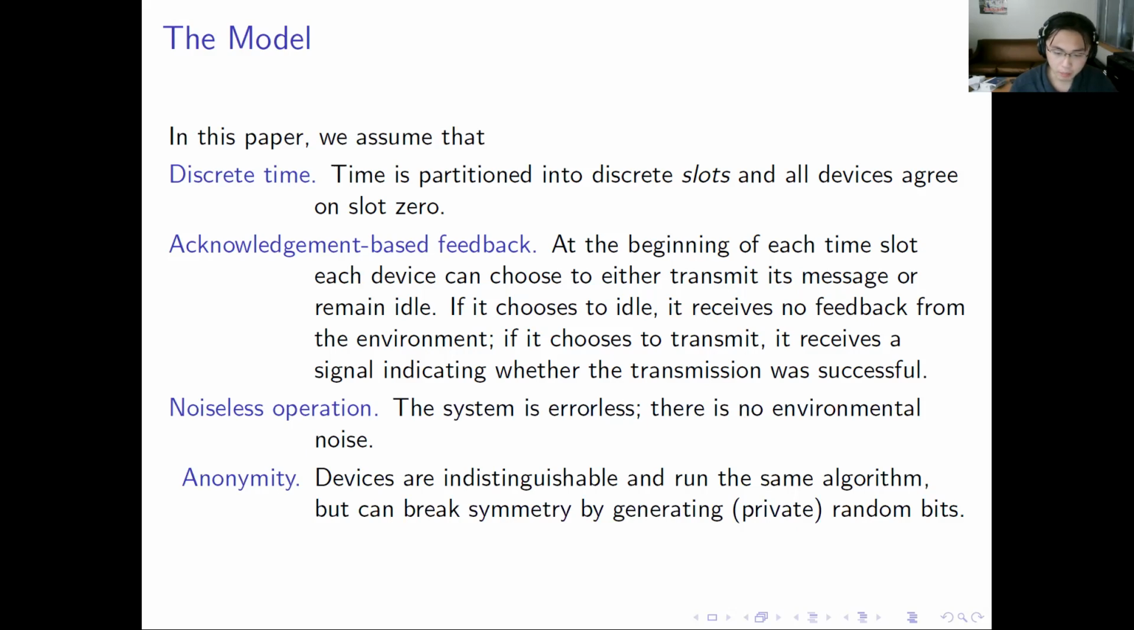And then we'll also assume anonymity, which basically says devices are indistinguishable and run the same algorithm, but they can generate their own random bits. If there are no random bits, all of them will do the same and see the same, and the symmetry will never be broken. But given some fresh, private random bits for each individual player, the problem is how to design protocols using those fresh random bits to break the symmetry as soon as possible.